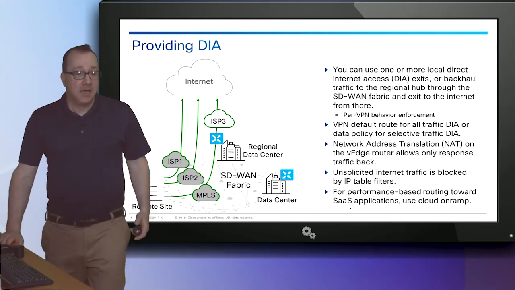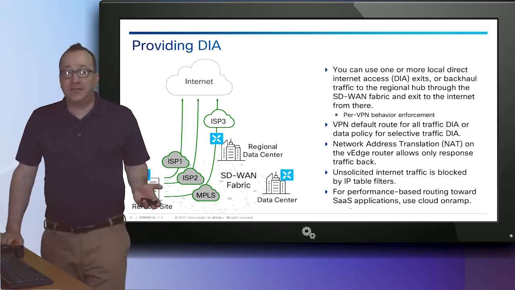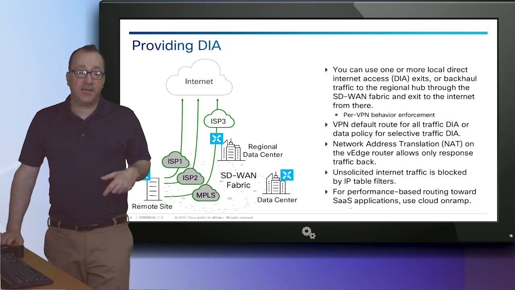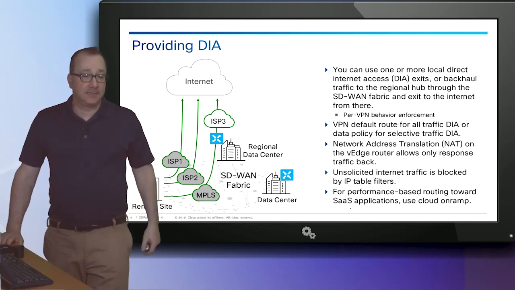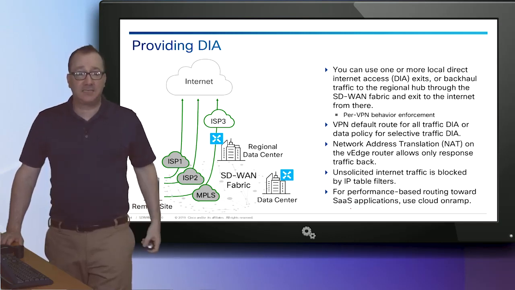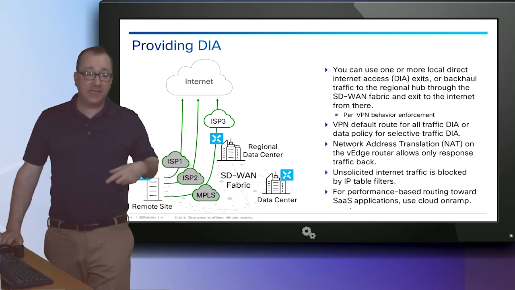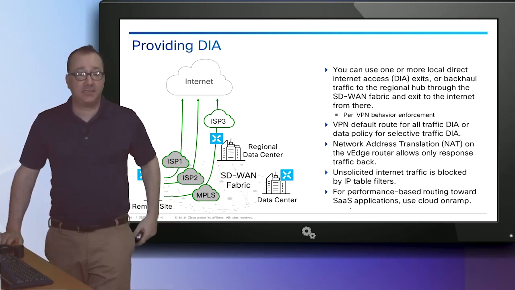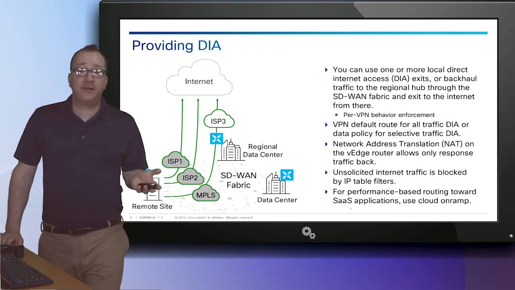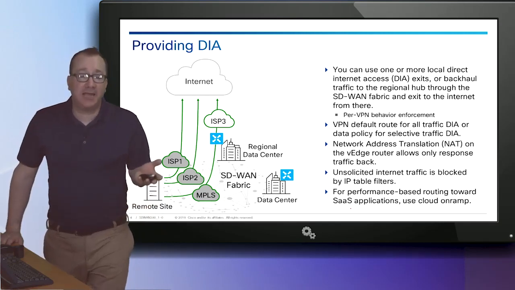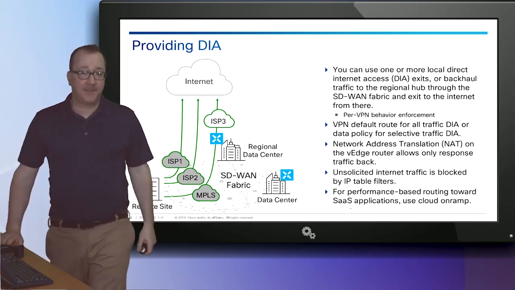The selection of which traffic can exit directly to the Internet and which traffic goes through a central site is done on a per VPN basis. A default route exists for each VPN, and it can be injected into that VPN for such Internet access. And you can configure NAT as required, such as for blocking inbound unsolicited traffic. Okay?